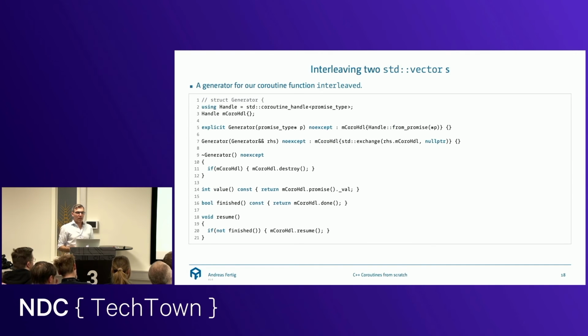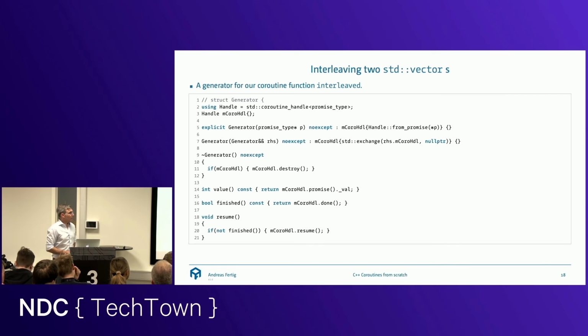My wrapper type generator now is the following. I do the same as before. I shortcut my coroutine handle of the promise type, and I implement a constructor here for my generator taking a promise type pointer. Does the same thing as before, uses the static member function from promise to get to the coroutine handle. It's move constructible only, copy construction is disabled, and I have my destructor in here which takes care of clearing up the coroutine. If it's still alive at this point, I'm destroying it.